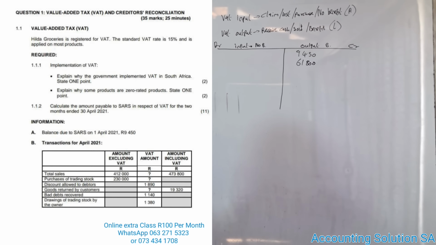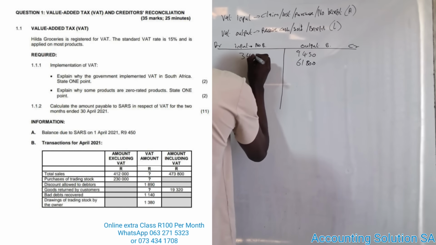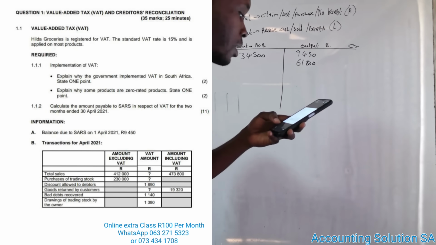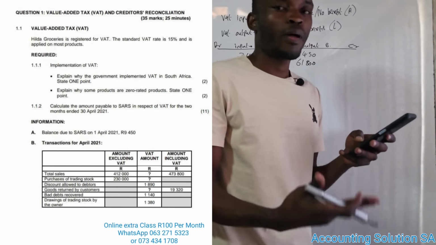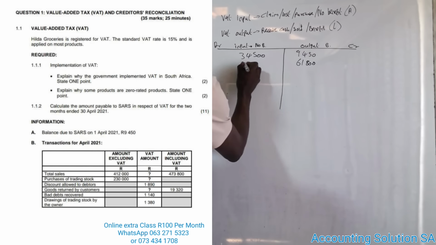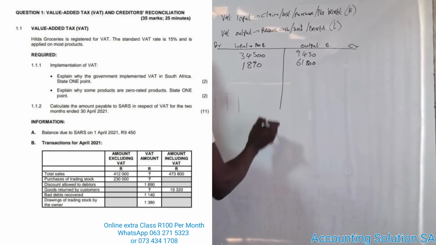Even here we have to calculate 230 multiplied by 15%, which is going to give us 34,500. No benefit. Discount allowed to debtors. We give discount to our customer. No benefit. And the amount was given as 1,890.